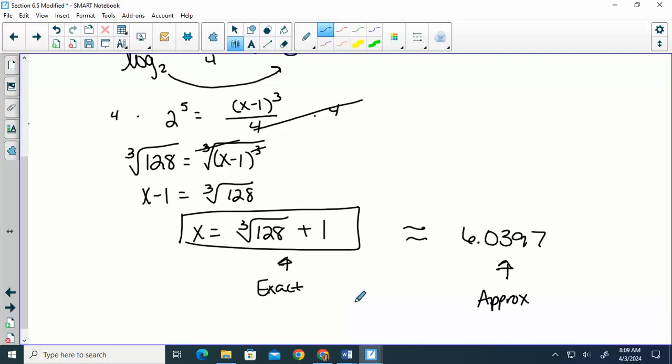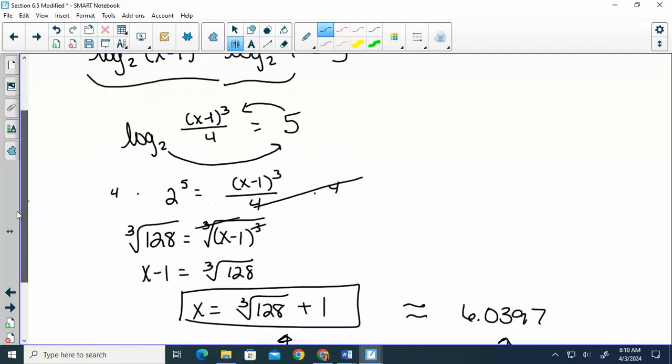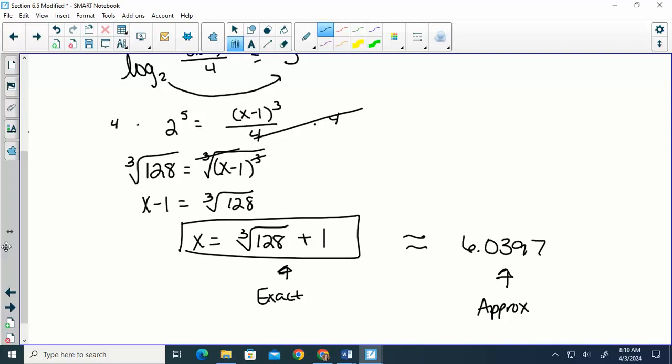We do have to verify that the argument is positive if we were to put that back in. So if you put in about a 6, would 6 minus 1 be positive? Yes, so that's okay. Any questions there?